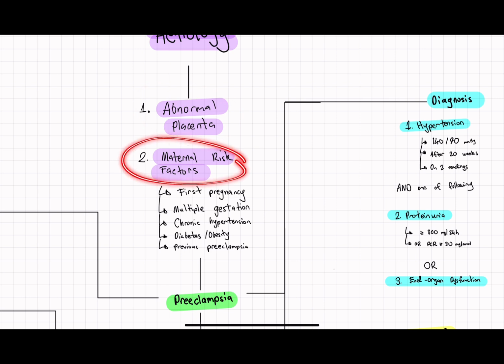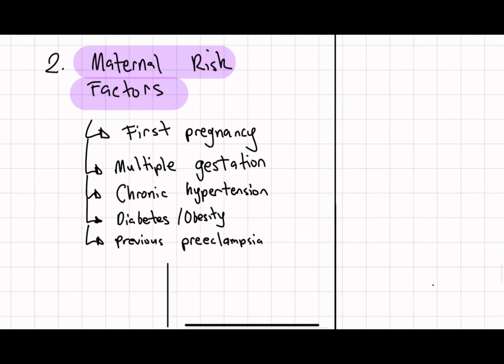Number two, there are risk factors that can increase the chance of a mother getting preeclampsia. So, what are those risk factors? Number one is their first pregnancy. If it's a mother's first pregnancy, they're at a higher chance of getting preeclampsia. Number two, multiple gestation. What I mean by that is, if they have twins or triplets, stuff like that, that increases the chance. Number three, if they already have chronic hypertension, that increases it, and that kind of makes sense. Previous history of diabetes and obesity, and previous episodes of preeclampsia with previous pregnancies.